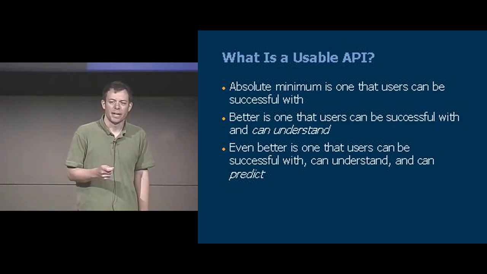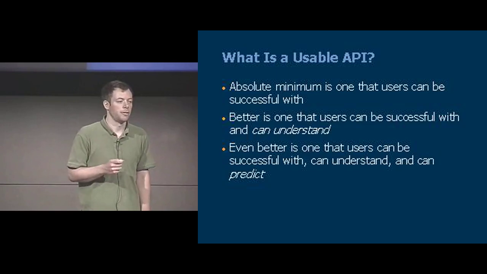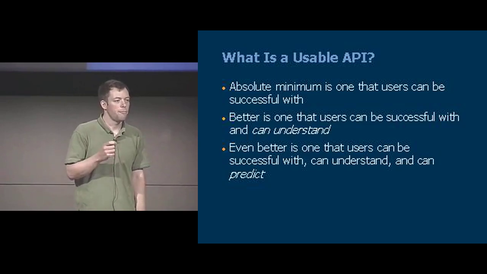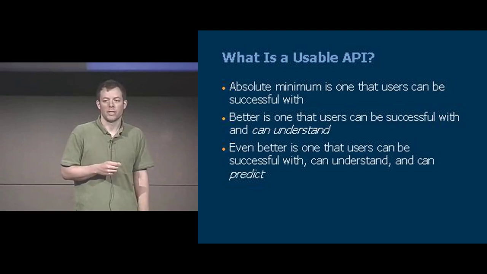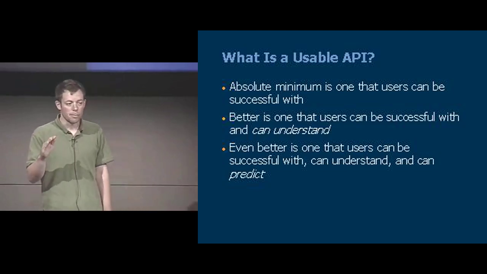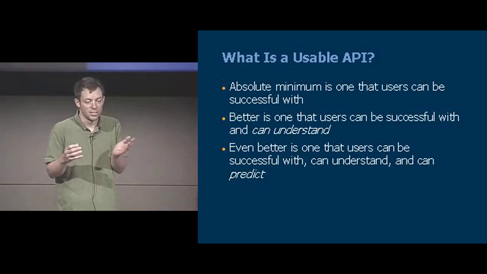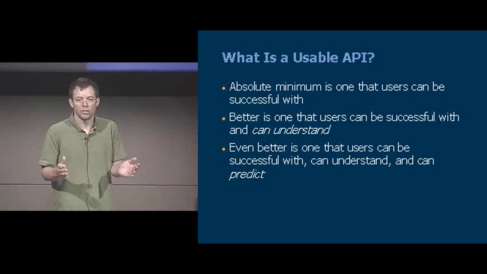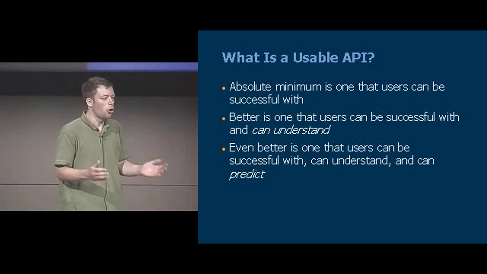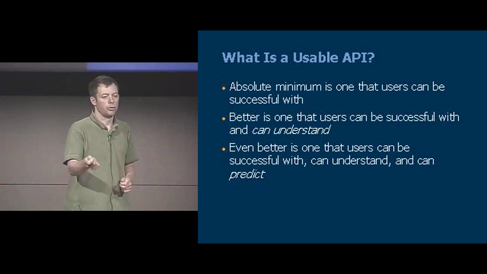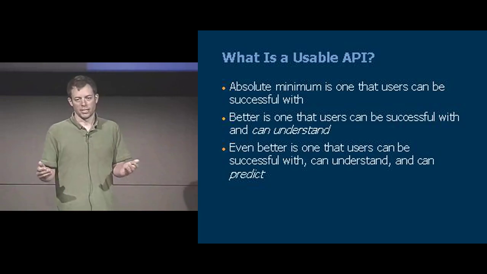Enabling success in your API is the absolute minimum bar that you should set for yourself if your goal is to deliver a usable API. If you miss that bar, anything less than that bar, then by definition, your API is completely unusable because your developers, your customers, will not be able to use that API to accomplish the scenarios that you've designed the API for.